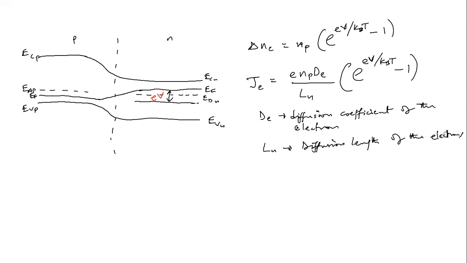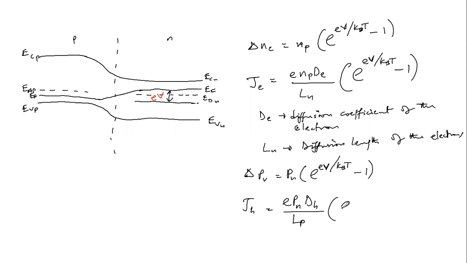Now, in a similar vein, there's also an excess hole concentration on the P side of the junction given by the exponential of eV over KT minus one, and the diffusion current due to the holes will be given as J sub H. So here, this is the diffusion coefficient of the holes, and L sub H is the diffusion length of the holes.